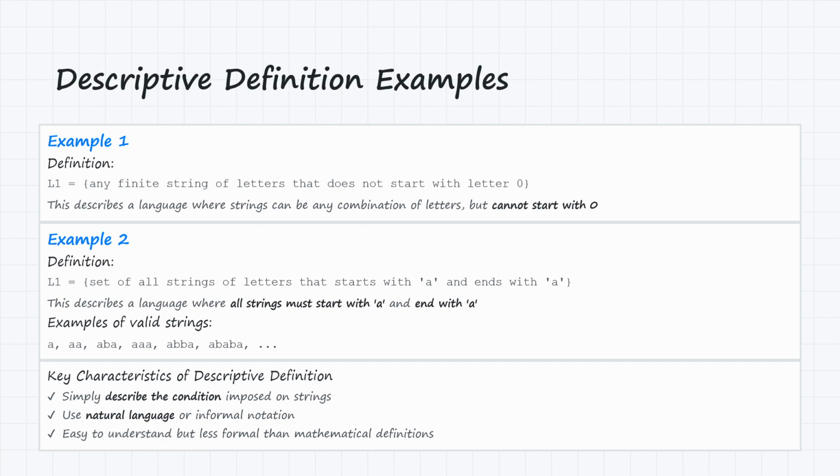As we know, what is a language? A set of strings defined by rules. So this is the language. These are rules, and when we write them in brackets and give it a name L1, L2, L3, L4, this becomes a descriptive definition.